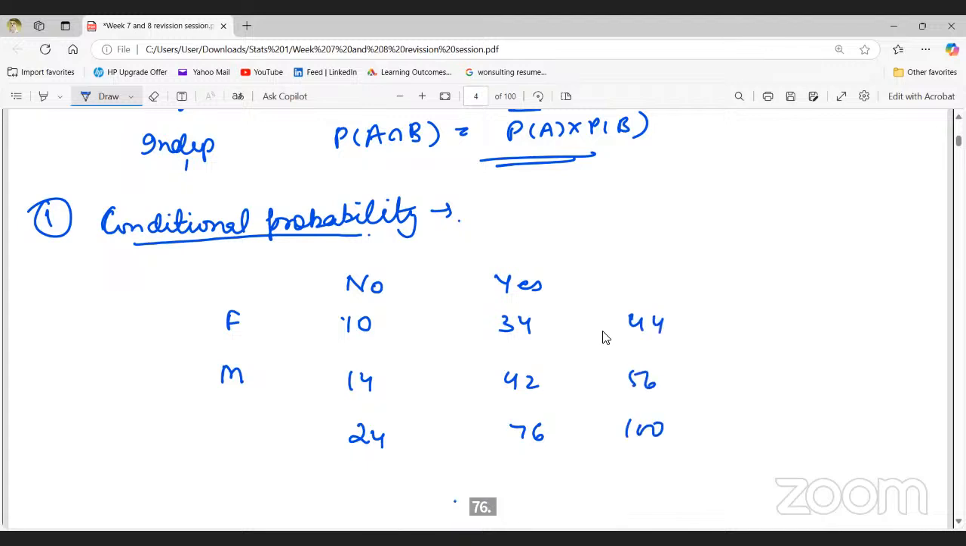Now I'm dividing each of these by the total frequency. So I'm dividing 10 by 100, 34 by 100, 14 by 100, 42 by 100. Similarly, I'm dividing these as well.